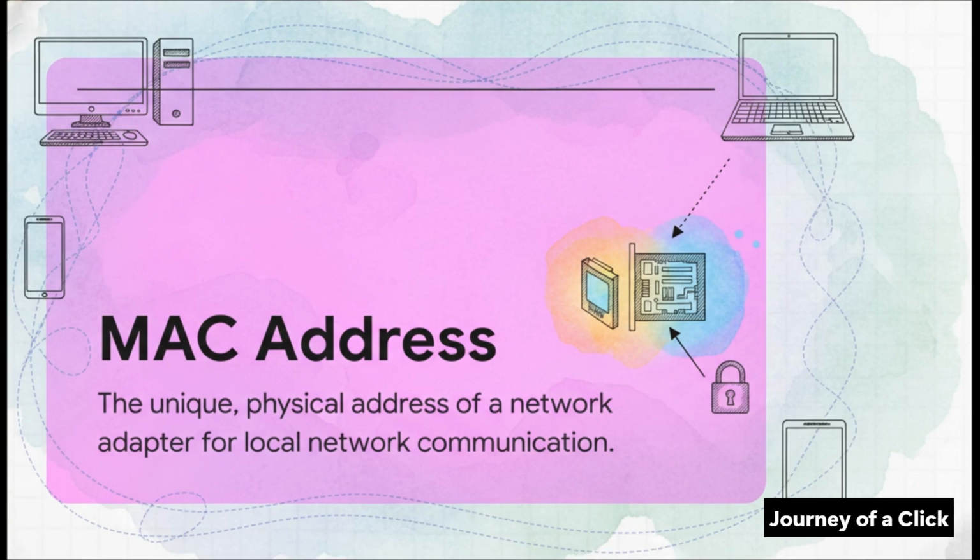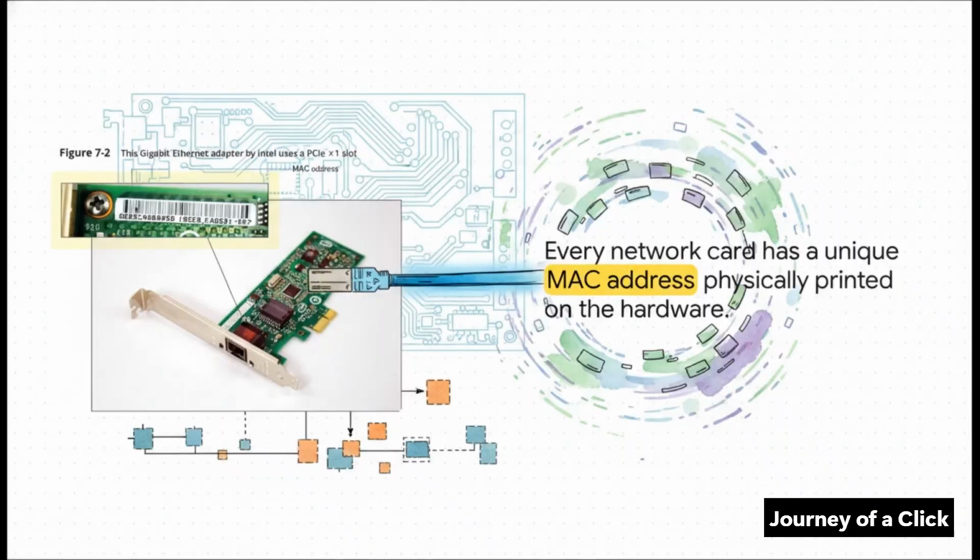All right, so the IP address got your data to the right neighborhood, your office Wi-Fi, your home network, whatever. But now it needs to find the exact house on the street. And that's where the MAC address comes in. The Media Access Control address is the unique physical street address for your device's network card. And look at this, you can actually see it.